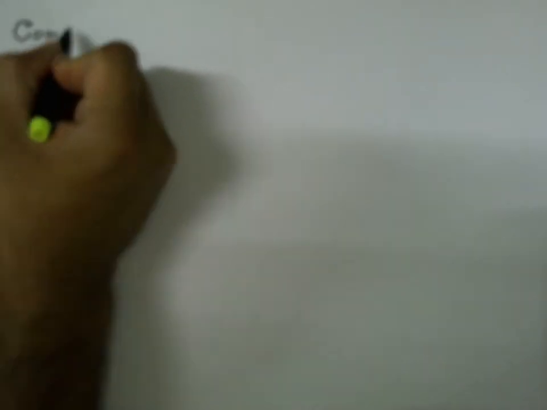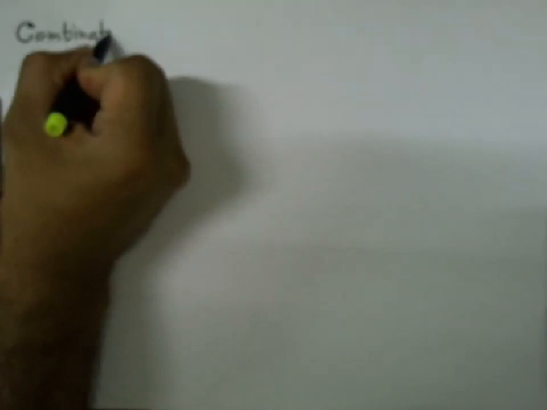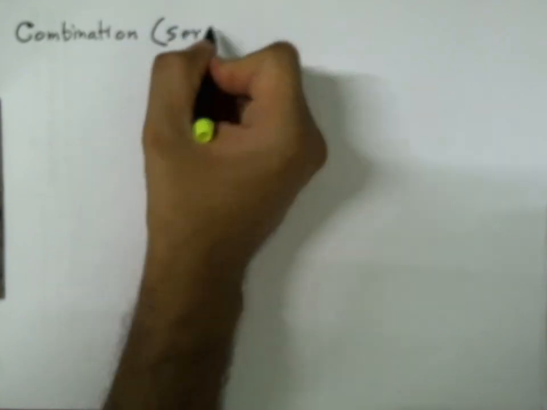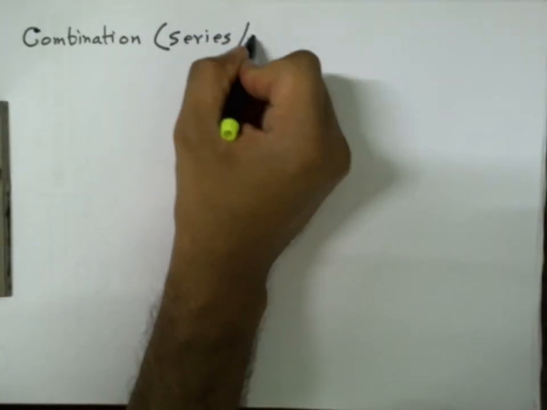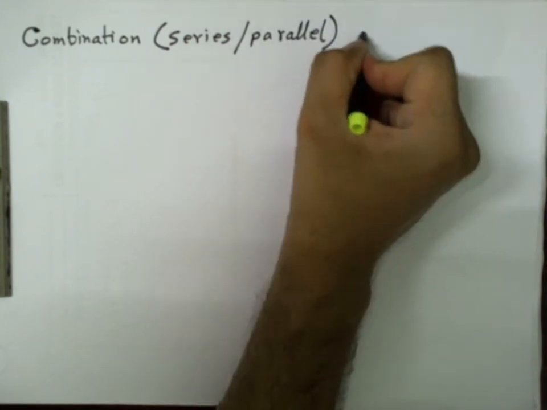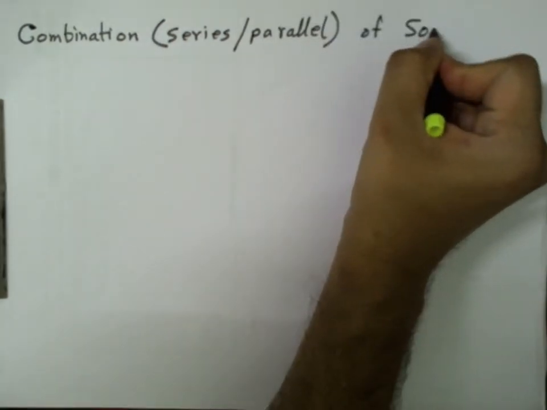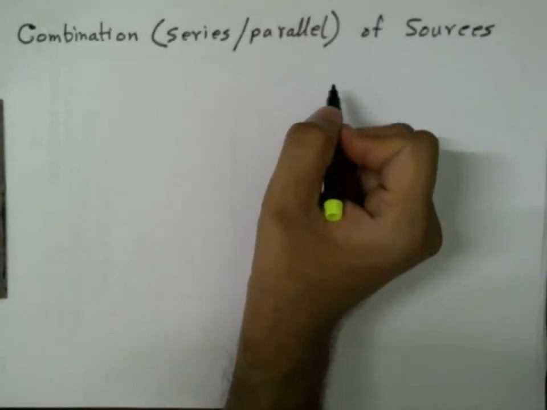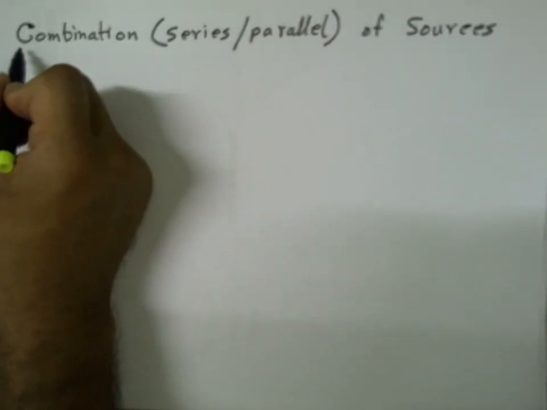So the topic of this video is combination, which means either the series or parallel, of sources, which means either the voltage source or current source.